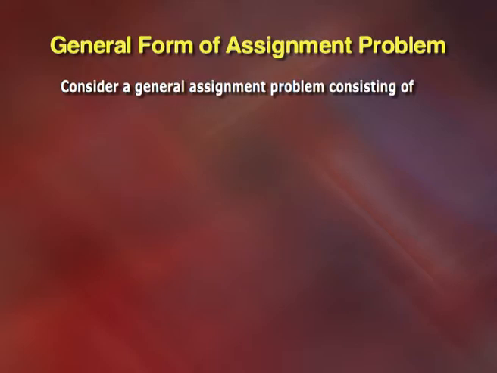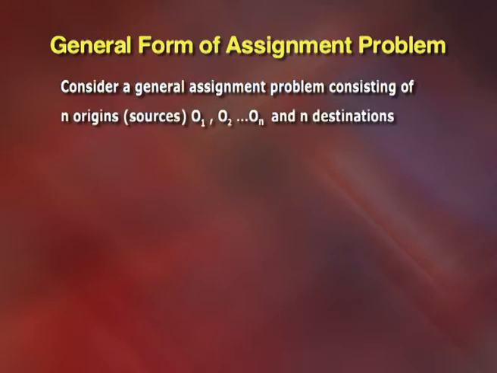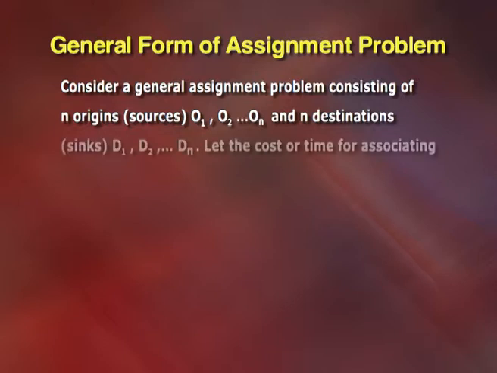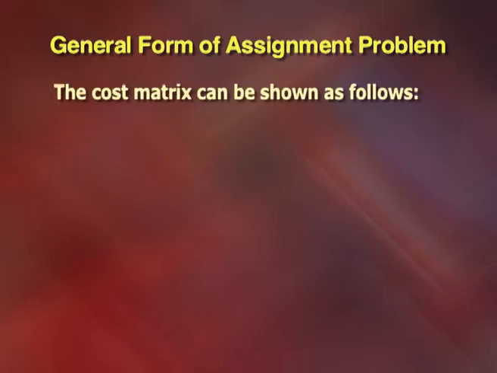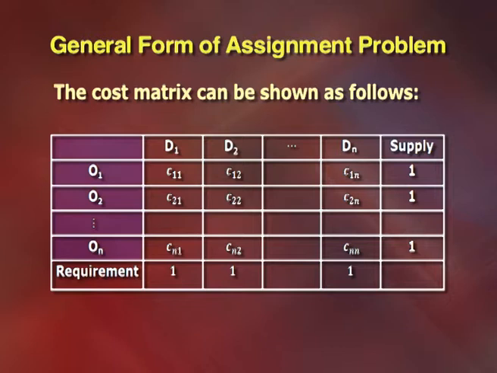General form of assignment problem. Consider a general assignment problem consisting of n origins or sources O1, O2 up to On and n destinations or sinks D1, D2 up to Dn. Let the cost or time for associating the ith origin to the jth destination be Cij. The cost matrix can be shown as follows. You can see over here there are n origins O1, O2 up to On with a supply of 1 each, and destinations D1, D2 up to Dn with requirements of 1 each.